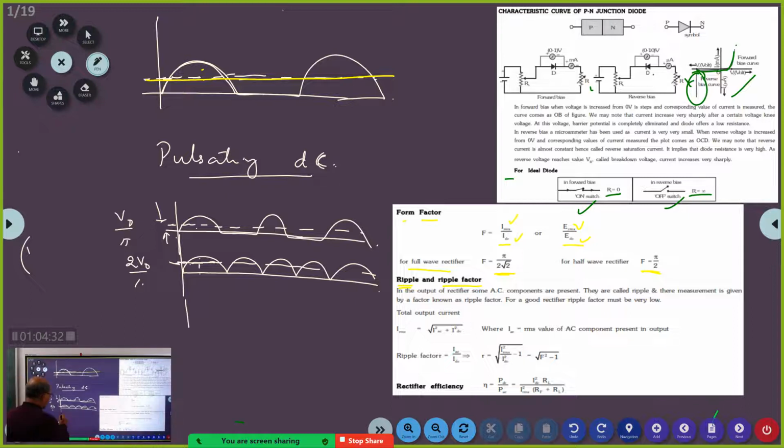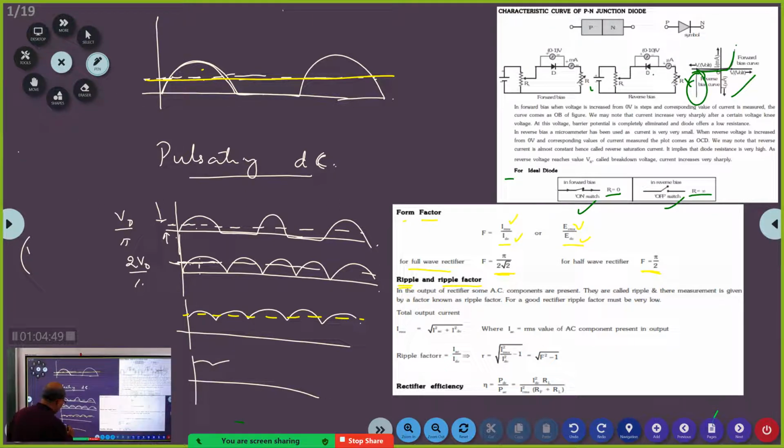Now you will soon learn in higher classes that you are going to get output something like this. Then you see the ripple content is very less in this. And further down you can make circuits where it is like this. Then you see, this is almost a DC. So here the ripple content is very less, here it is less, here it is still less, but here it is more. Got it?